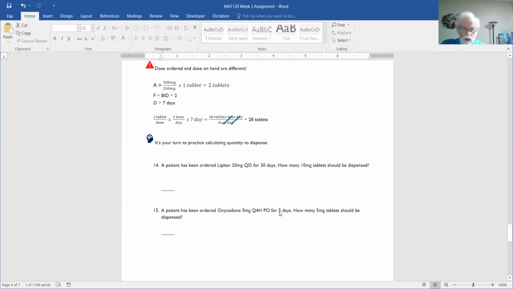I would also point out that this last one, problem 15, oxycodone 5 milligram PO, should precede Q4H. Our route of administration always precedes the frequency. Now, does that mean that every doctor will always do that? Well, not necessarily, but for the most part, that's their training, and they will do that correctly.